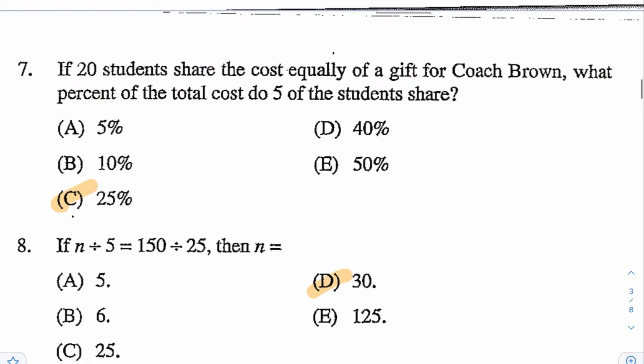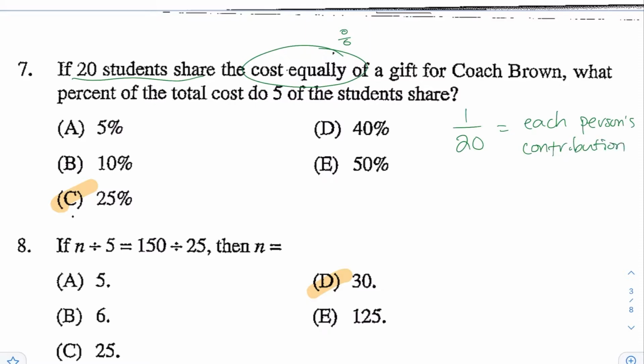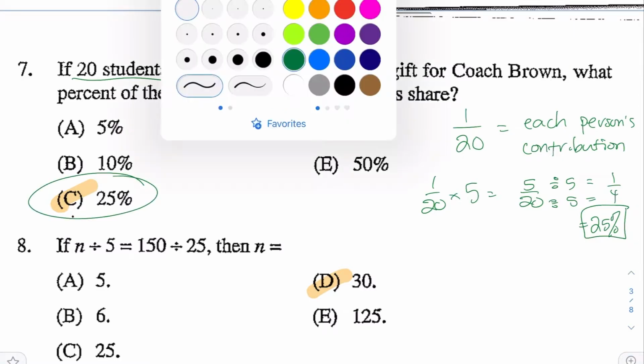Next for number 7, if 20 students share the cost equally of a gift for Coach Brown, what percent of the total do 5 of these students share? So 20 students share the cost equally. That means divide. So each person will give 1 over 20. So if each person's contribution is 1 over 20, 5 of those students will have 1 over 20 times 5, or 5 over 20, which simplifies to 1/4, and that's equal to 25%. And that's choice C.